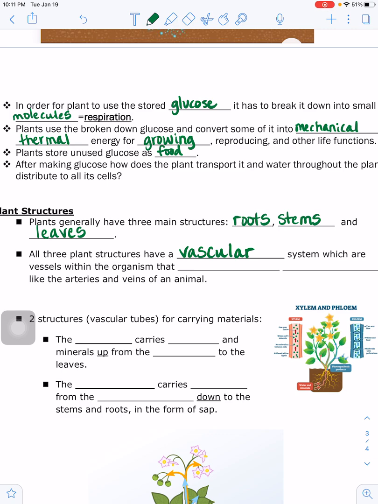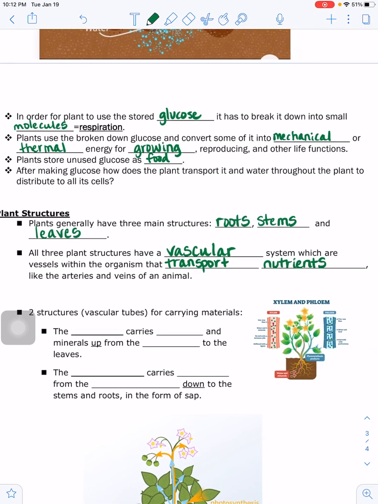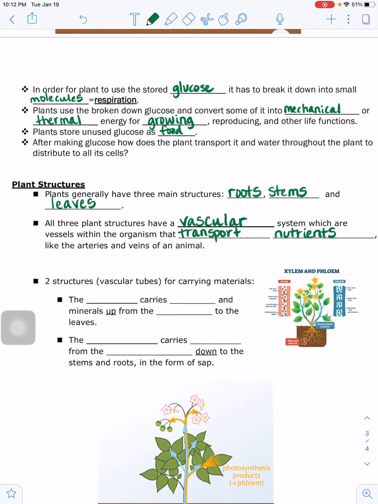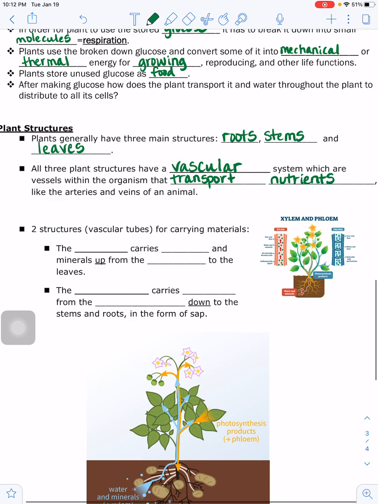A vascular system is made of vessels within the organism that transport nutrients. It's like the arteries and veins inside us or other animals. That's how things get transported through other animals and through us. But plants have a vascular system. The two vascular tubes for carrying materials are called xylem and phloem.